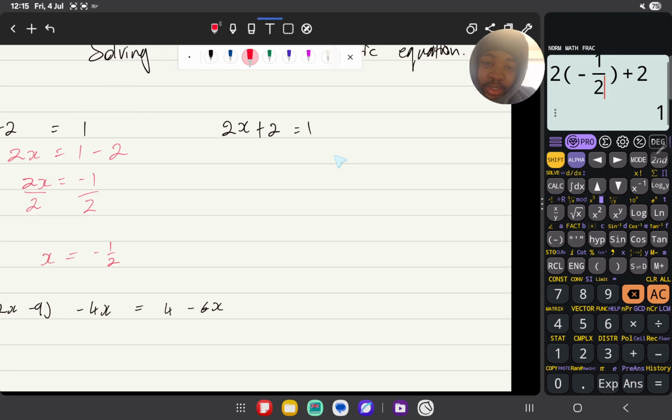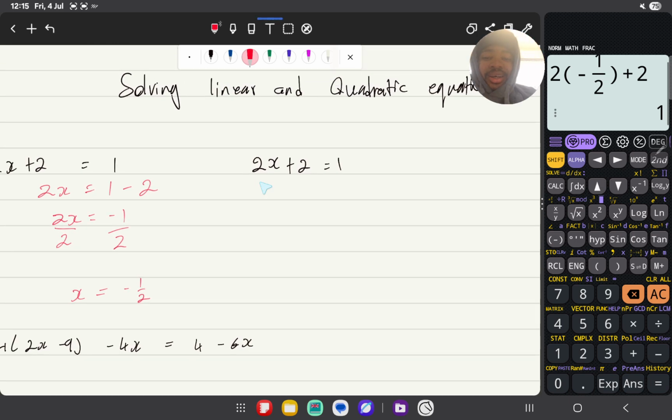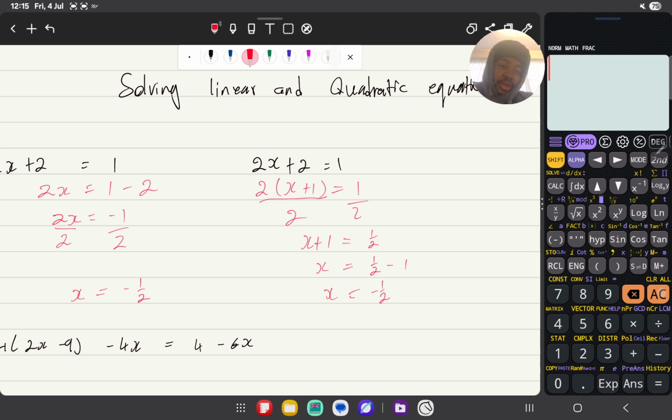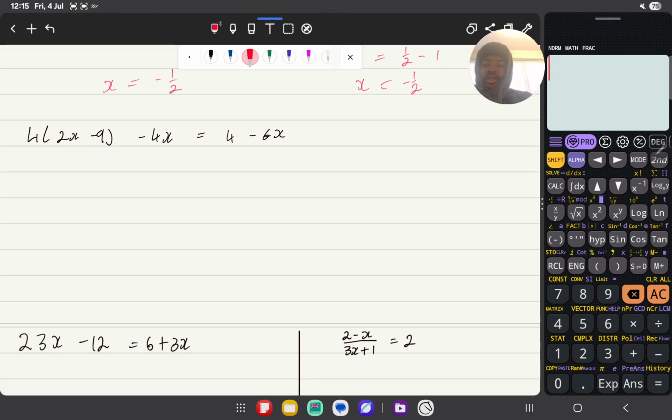So let's come here on the second one. Say for example, I decide, I see common factors on my left hand side, so let me factorize it. So we take out 2, we are left with x plus 1. Then we divide by 2 both sides. This divides each other. We have x plus 1 equals a half. Then we have x equals a half minus 1, which is minus 1 over 2. Right, done.